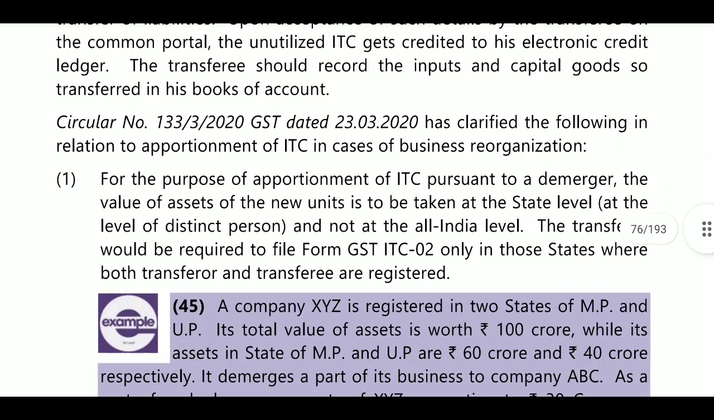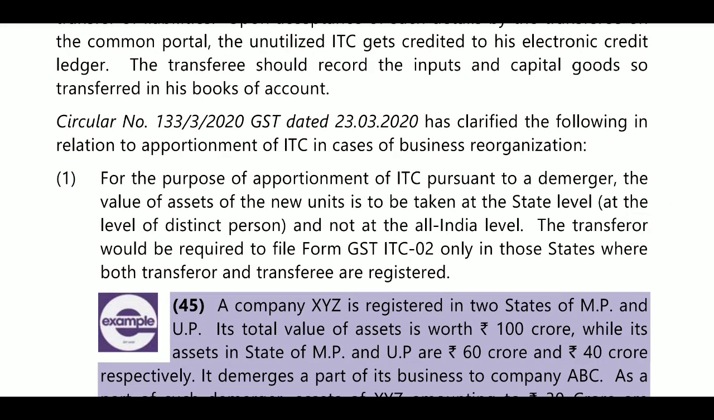For the purpose of apportionment of ITC pursuant to demerger, the value of assets of new units is to be taken at the state level and not at the all India level. The transferor would be required to file the form GST ITC 02 only in those states where both transferor and transferee are registered. Only the state-wise position will be considered here, not India-wise.